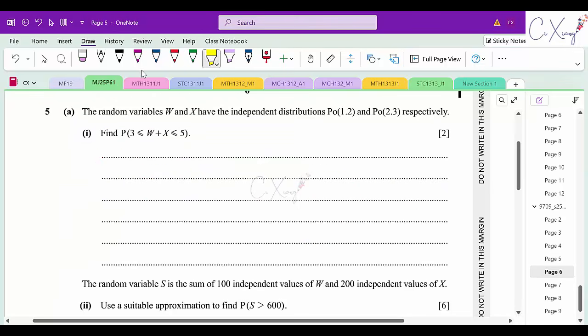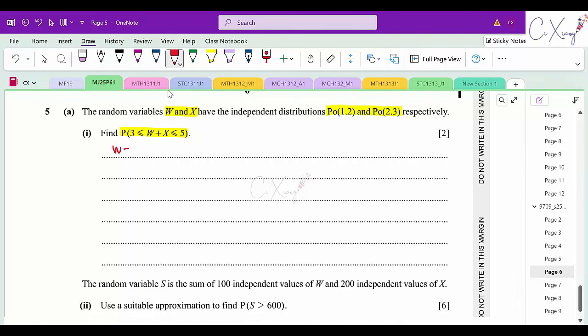Question number 5. We are having W and X, both are Poisson distributed. Then they want us to find the probability for this one. We're having W plus X. W is Poisson distributed, X is also Poisson distributed. Therefore, W plus X is also Poisson distributed, and you just add the means together to get the new lambda. So the new lambda here will be 3.5. And we are interested to find the probability from 3 until 5.